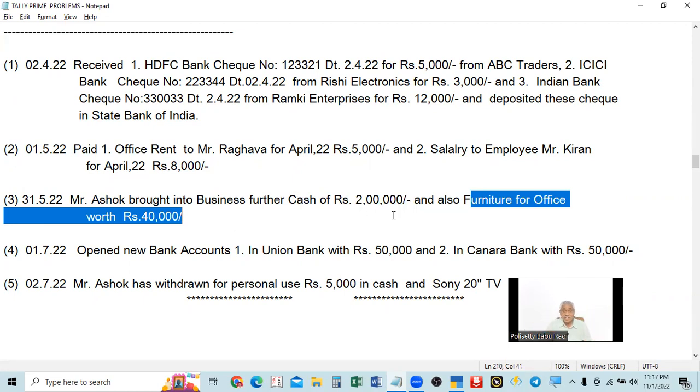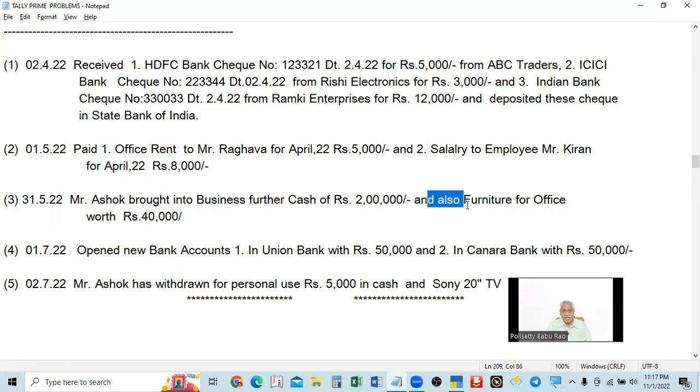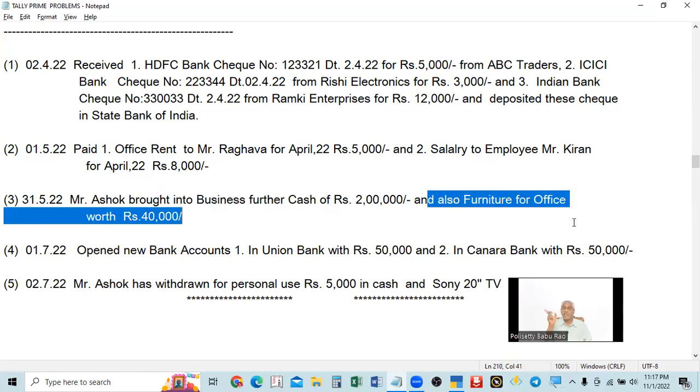That is why this furniture he brought into the business is to be recorded in the journal voucher. Proprietor bringing into the business any asset or goods, or withdrawing any goods or assets, will be entered in the journal voucher only. So the cash is to be entered in the receipt voucher, and the furniture is to be entered in the journal voucher. So two, definitely we can use simple entries.